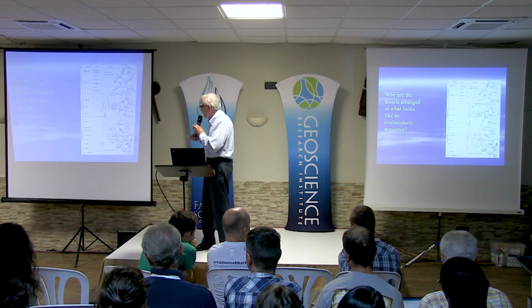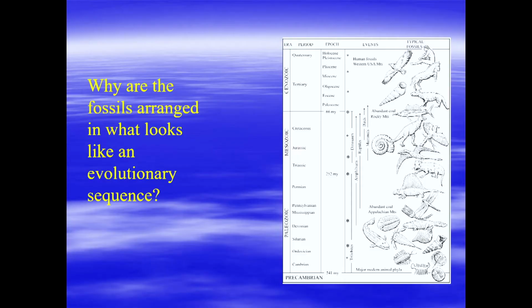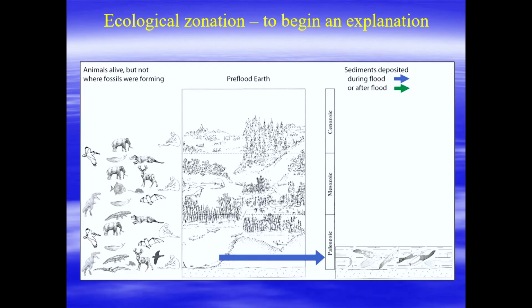Okay, let's just briefly go through a little more information on this question of why animals are arranged in what looks like an evolutionary sequence. And this is an attempt to illustrate how this would happen. I'll use this diagram. This is a drawing of what perhaps the pre-flood Earth would look like. You've got oceans and going up to the high elevations.